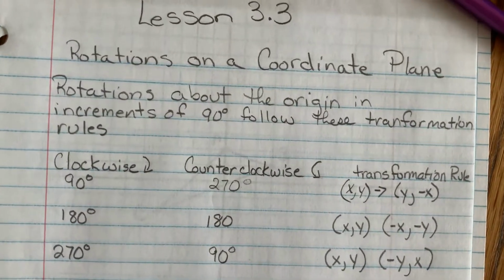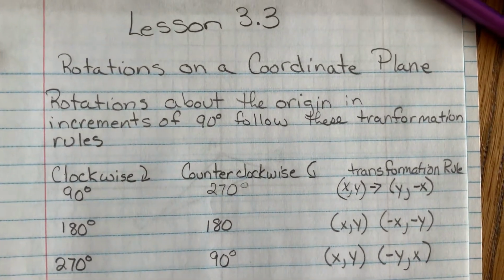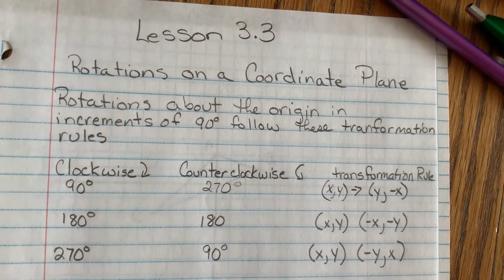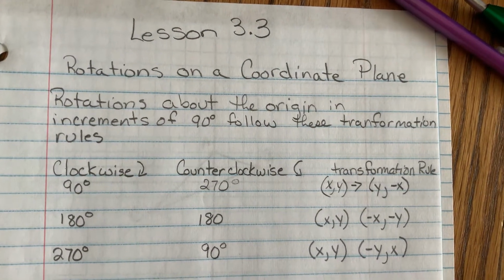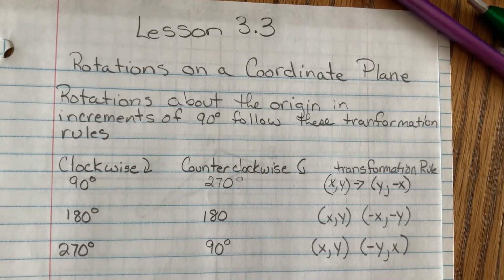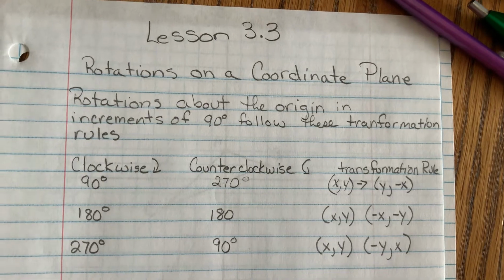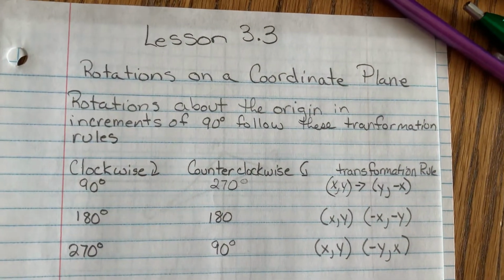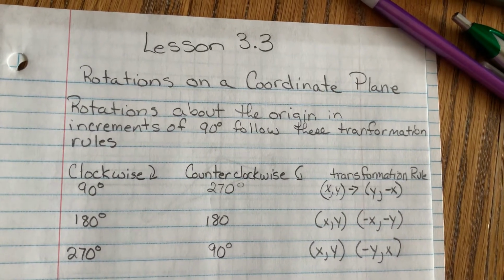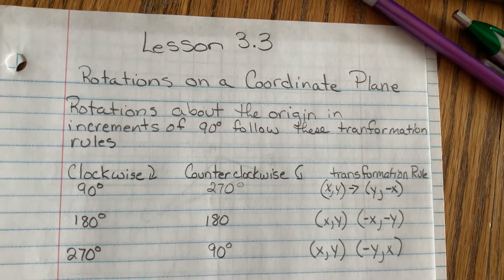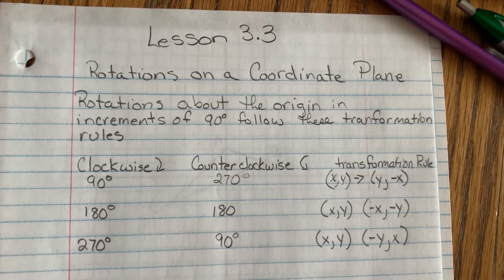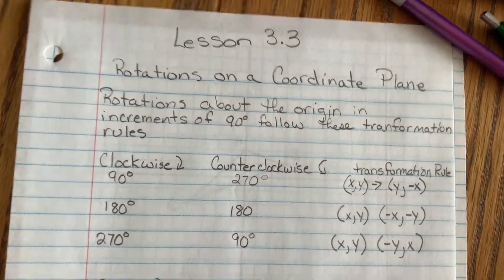So here are the rules. If I go 90 degrees clockwise or 270 counterclockwise, the x, y becomes y, opposite x: the y goes where the x is, and you do the opposite of x. For 180, either direction, because it's the same spot, you just get the opposite x and the opposite y. If you go 270 degrees clockwise or 90 degrees counterclockwise, x, y becomes opposite y, x: the opposite y goes where the x was, and the x goes where the y was. Now we'll do an example of this, so don't stress, we'll go through it. Remember, if you need to, just hit the pause button.